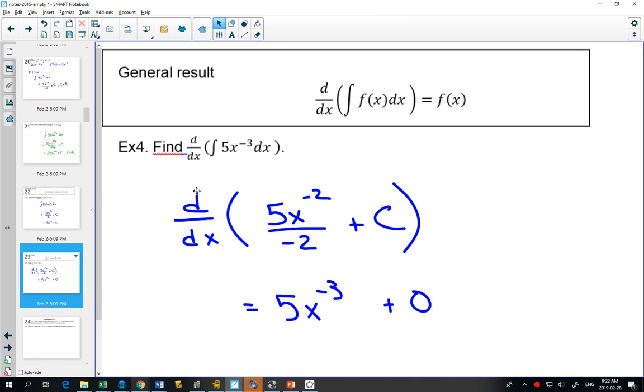You could just say right away it's going to be 5x to the minus 3 without having to show all that work. But in this case, I'd say, oh, I don't need the plus c. In the previous situation, I would need the plus c.